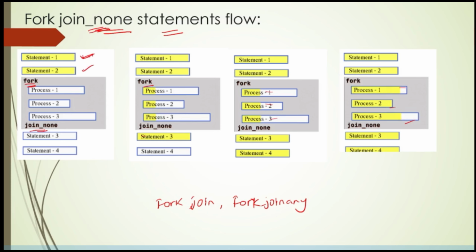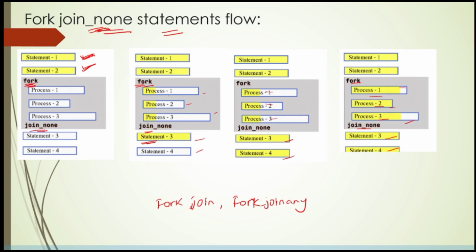If you see here, statement 1 and statement 2 are obviously in sequential order. Now when it enters fork join none, the third statement also will be executed in parallel without any blocking. Based on the time delay and the processes that you are using, everything will be done in parallel. The third statement and fourth statement are executed in parallel along with the processes inside this fork join none. Got my point? So this is the difference between fork join any and fork join none.